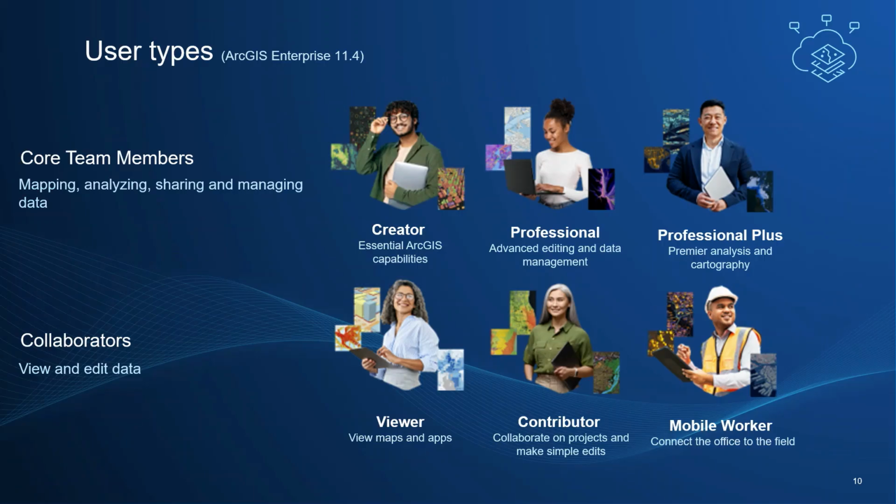In total, there are 6 different user types that we can divide into 2 major groups. On the first row, we have the core team members, with the creator, the professional, and the professional plus. These are user types that can not only create and share content, but can also be the administrator in an organization. In addition, collaborators can also be invited into the ArcGIS organization, and they can view and interact with content in a secure way, as well as make simple edits to data. These collaborators are the viewer, contributor, and mobile worker user types.